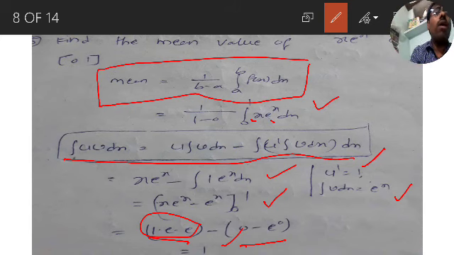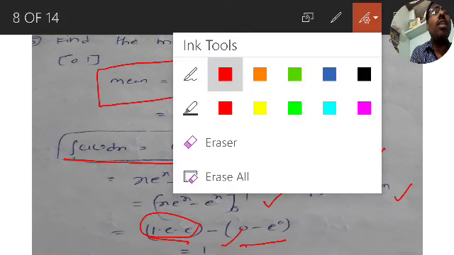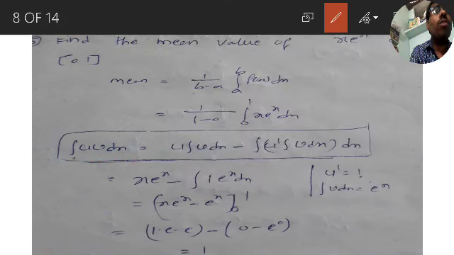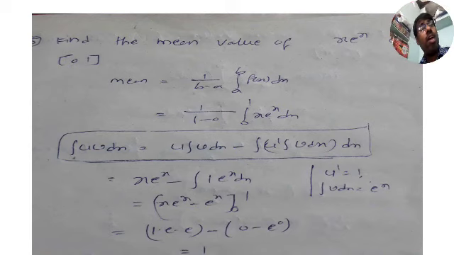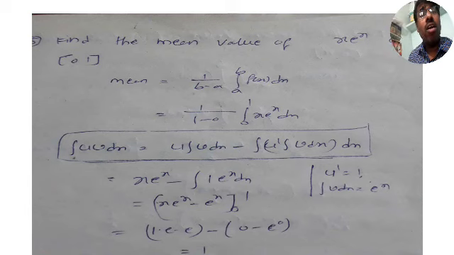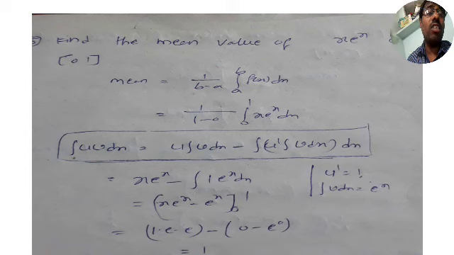Yes, I have to erase all these things. Are you able to get it? What we used here: the function is x into e power of x, a product of two functions x and e power of x. x is algebraic, e power of x is exponential. In the order ILATE, algebraic comes first, exponential comes next. Therefore we took u equal to x and its derivative is 1, and v equal to e power of x, its integration is e power of x.